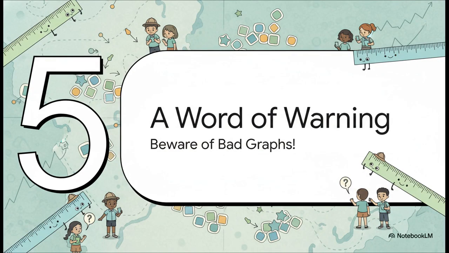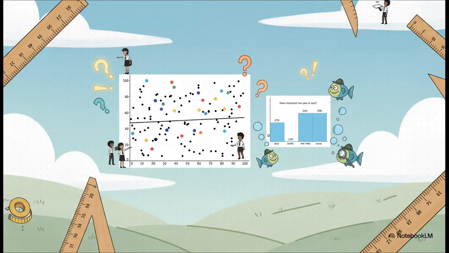Before we wrap up our adventure, I've got one quick word of warning. Now that you have this awesome power to tell stories with data, you also need to know how to spot a story that might be trying to trick you. Take a look at these two graphs here. At a quick glance, they might seem like they're telling you something, but there's something a little fishy going on with both of them. Let's break it down.